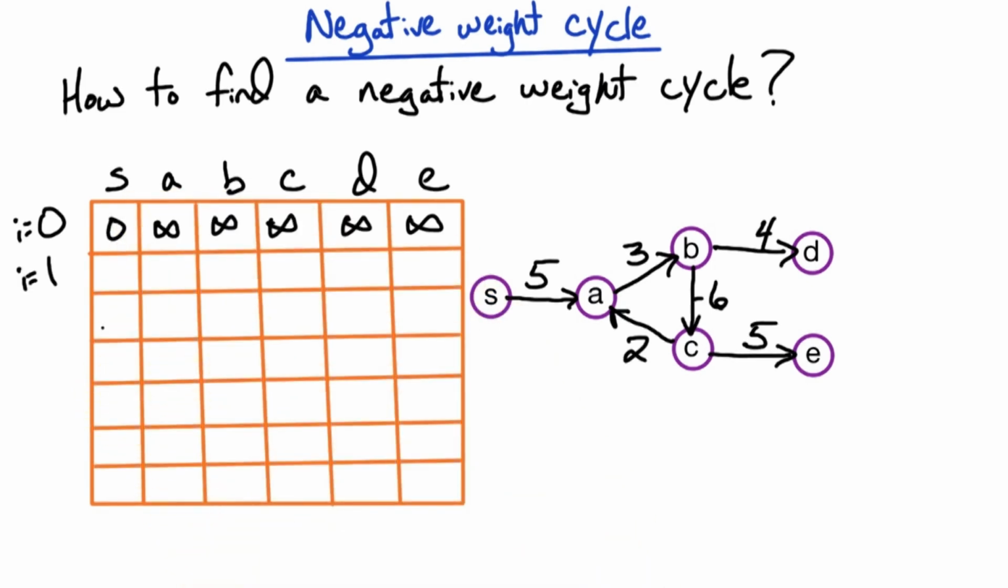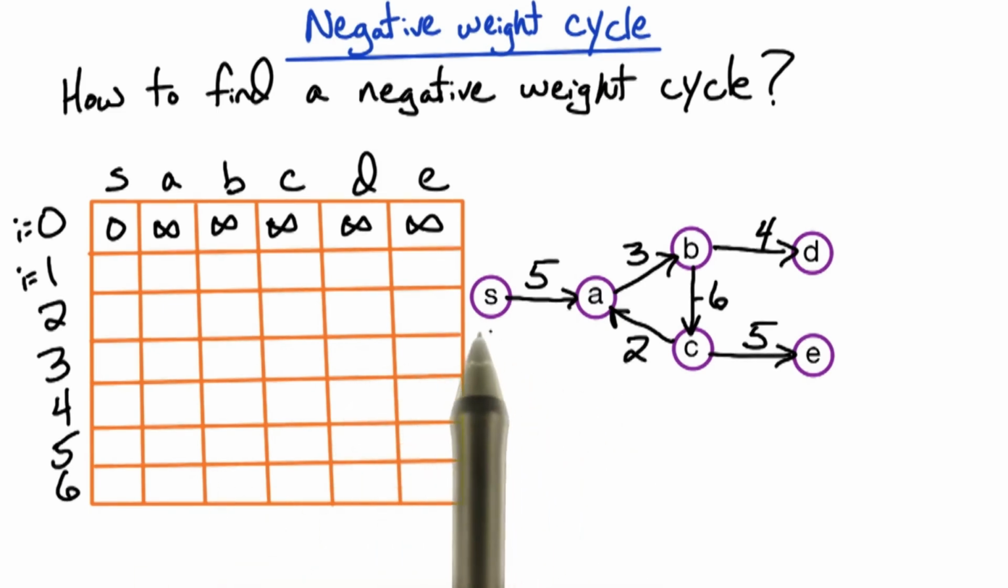Our algorithm is going to fill up the table for i equals 1, i equals 2, i equals 3, i equals 4, i equals 5. The current algorithm is going to finish at i equals 5, which is n minus 1 in this example. But let's do one more row of the table and see what happens. Now let's go ahead and fill in the table by hand. In this particular example, the column for S is going to stay 0 since there are no edges into S.